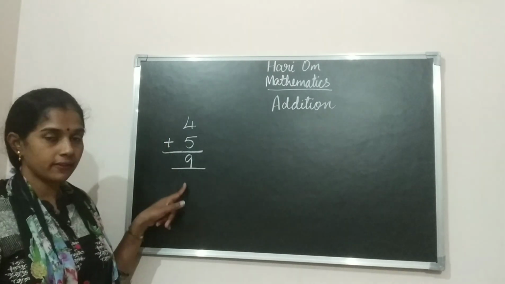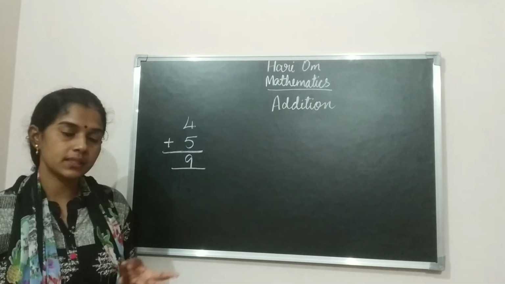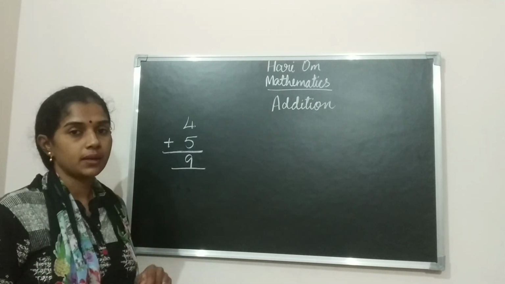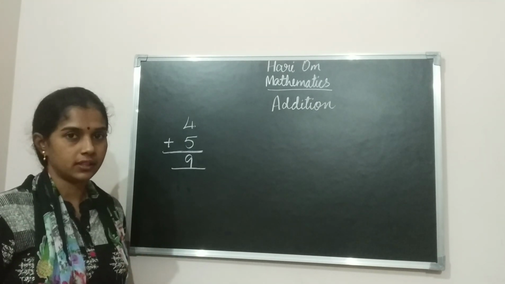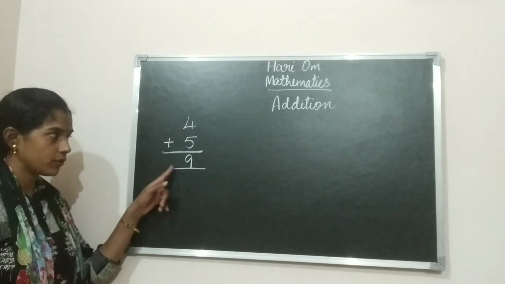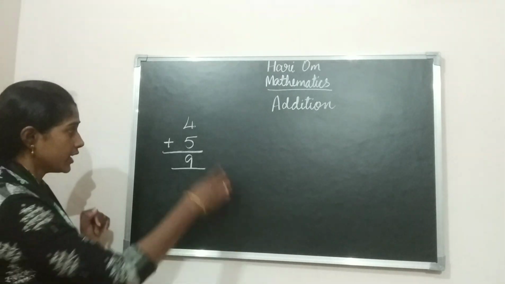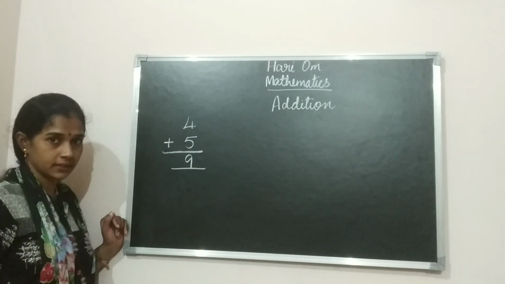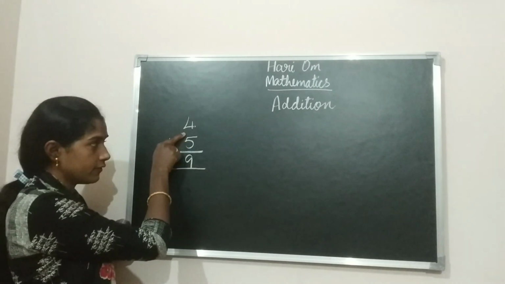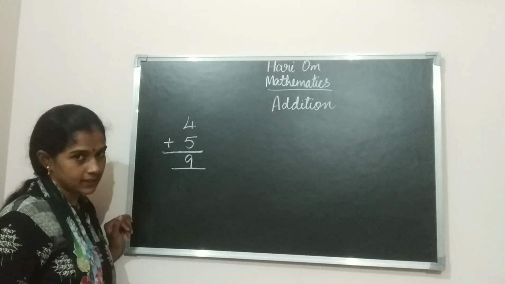All these things you have learnt already in first standard. You know how to add numbers, add on a number line, and add on an abacus. Have you understood what is addition? Yes. In these two numbers, we have added 4 and 5 and we have got the answer 9.